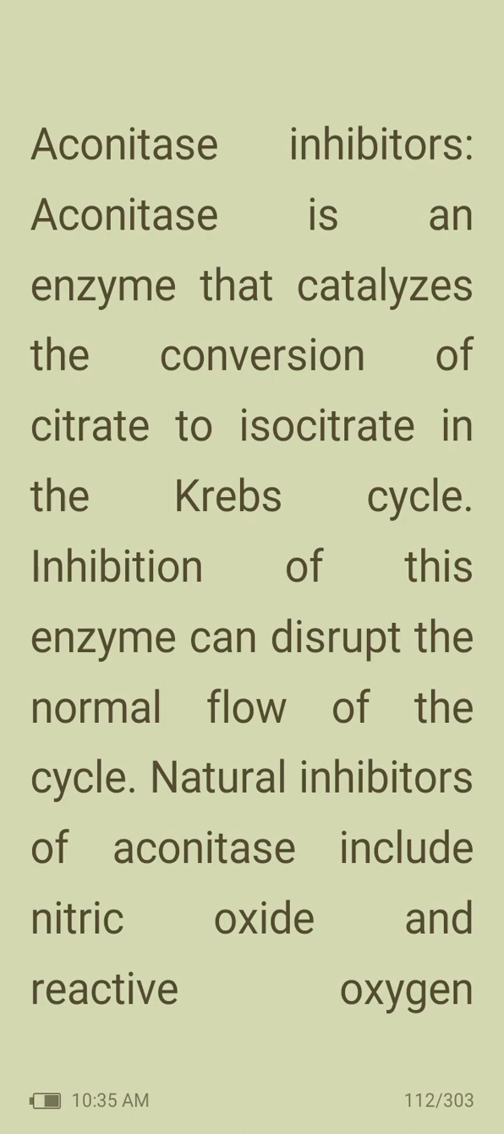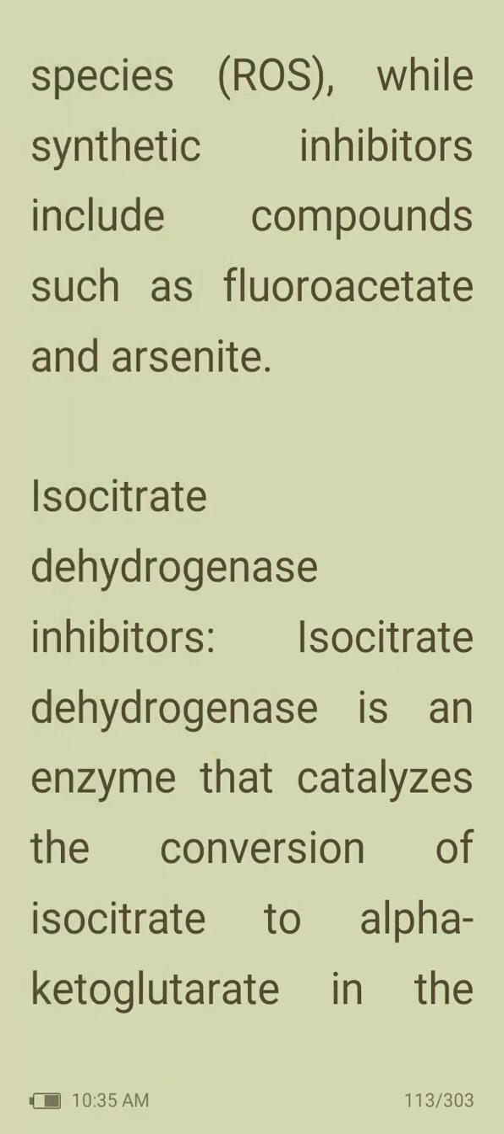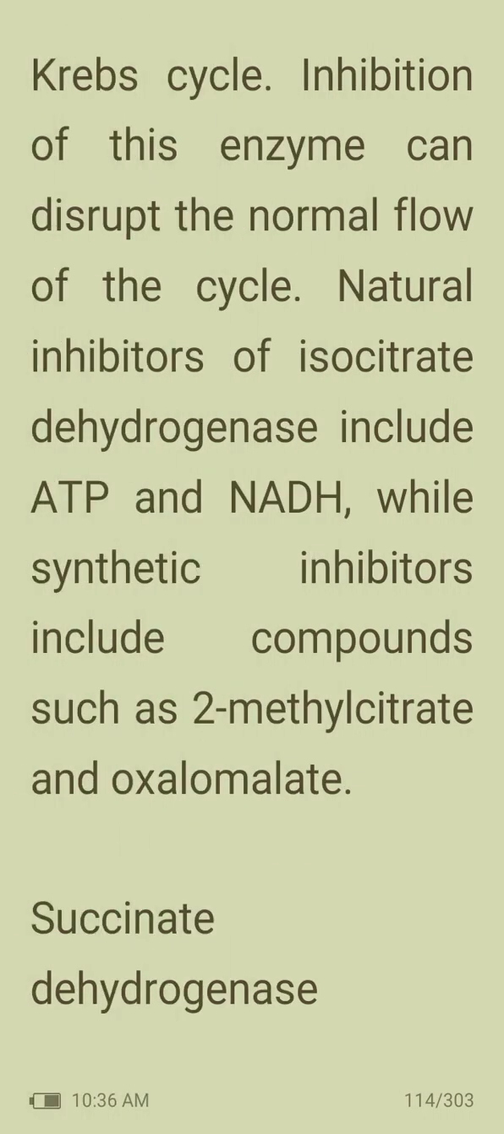Natural inhibitors of aconitase include nitric oxide and reactive oxygen species (ROS), while synthetic inhibitors include compounds such as fluoroacetate and arsenite. Isocitrate dehydrogenase inhibitors. Isocitrate dehydrogenase is an enzyme that catalyzes the conversion of isocitrate to alpha-ketoglutarate in the Krebs cycle. Inhibition of this enzyme can disrupt the normal flow of the cycle. Natural inhibitors of isocitrate dehydrogenase include ATP and NADH, while synthetic inhibitors include compounds such as 2-methyl citrate and oxalomalate.